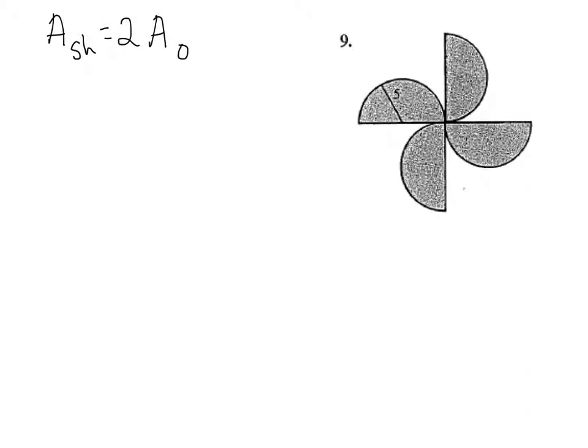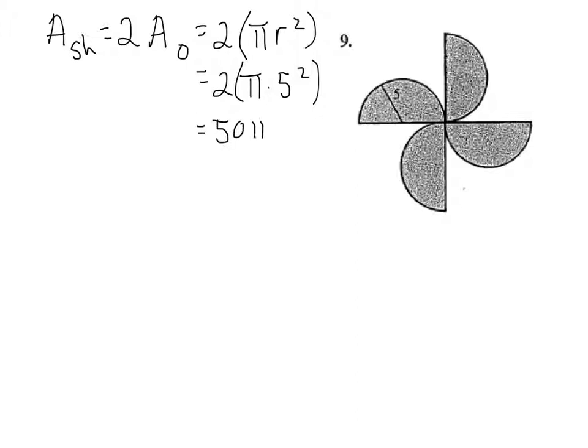Now, how do we find the area of a circle? Well, the area of a circle is pi r squared. So we have 2 times pi r squared, r being 5, as you can see from this drawing. So we have 2 times pi times 5 squared, which we can again multiply out in any order, and that's going to be 2 times 25 pi, or 50 pi, units squared.